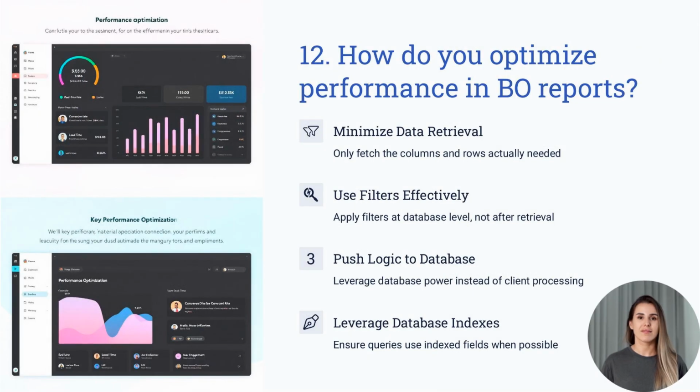12. How do you optimize performance in BO reports? I ensure performance by minimizing data retrieval, using filters and prompts effectively, avoiding unnecessary variables, using query stripping wisely, and leveraging indexes. Also, pushing logic to the database wherever possible helps.